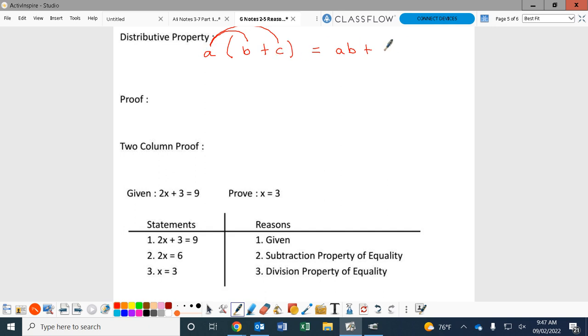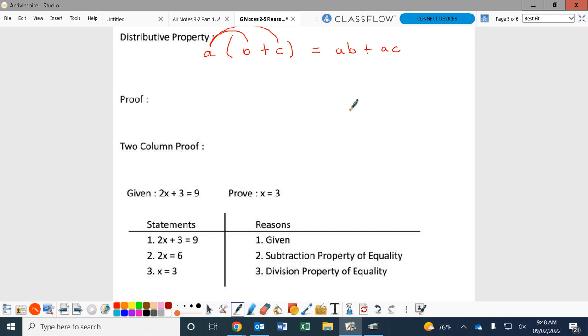AC. Perfect. Can you add those together? Or not? Can't combine like terms because one has a B, one has a C. You can't combine those. That's where you got to leave it. That is the distributive property. That's what it looks like. Okay? It's the last of the properties that we're going to use in our proofs today.